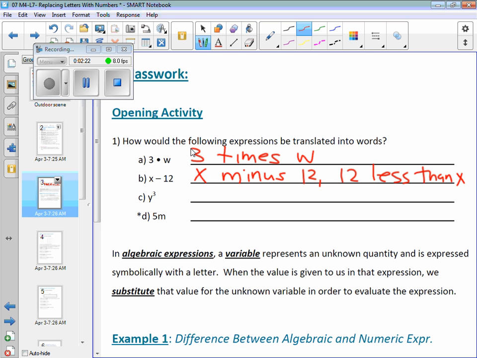What about C? We've already done it. Jen. Y squared. Yeah, Y cubed. You write the letter Y. And the other way you could say it is Y to the third power.